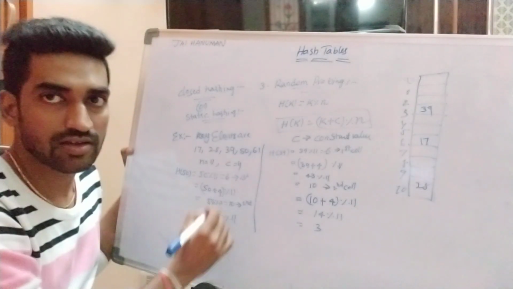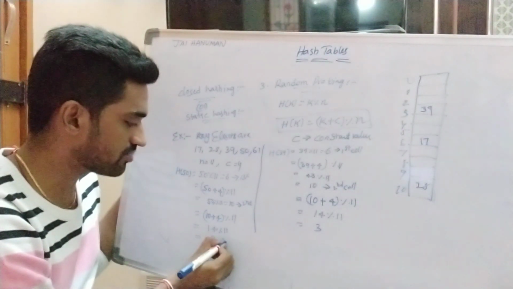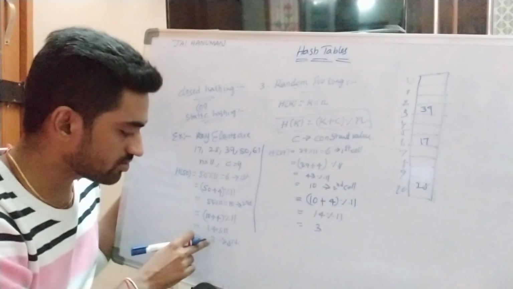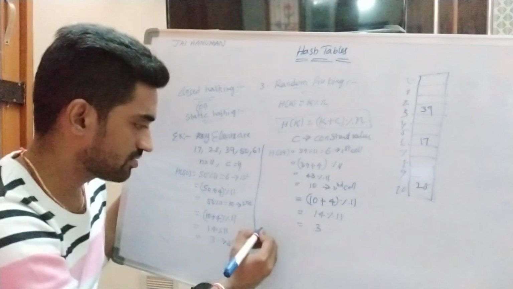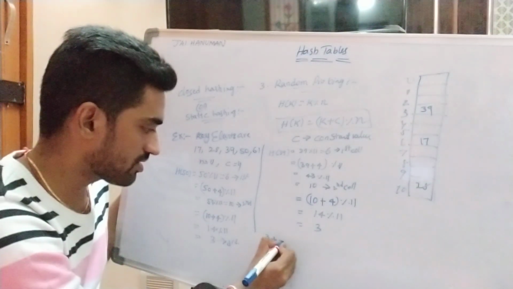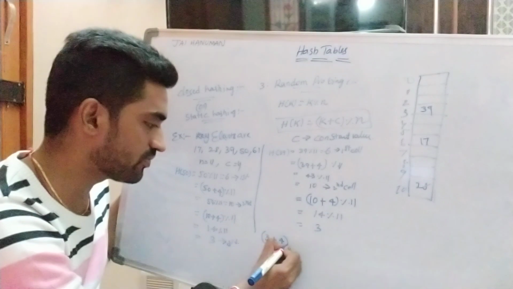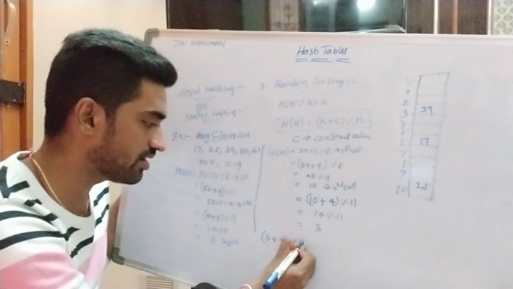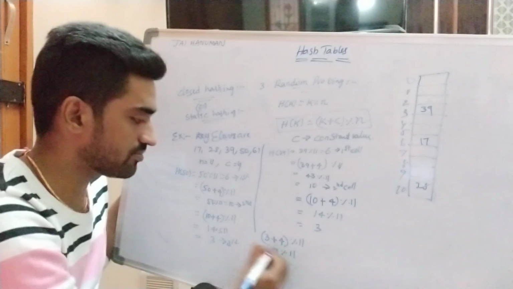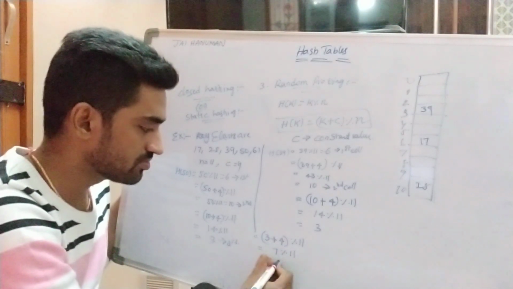Third position is already occupied by 39. So that's why the third collision occurred. So for this, what is the key value? 3. So 3 plus constant value 4, modulo division of 11. 7 modulo division of 11, which is equivalent to 7.